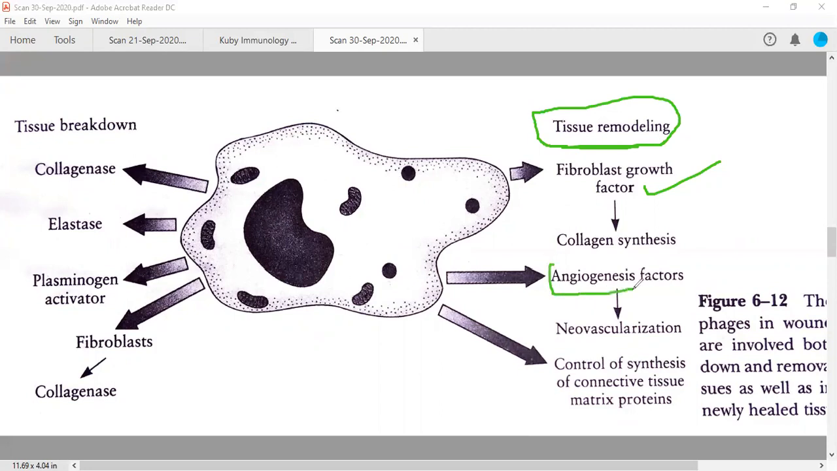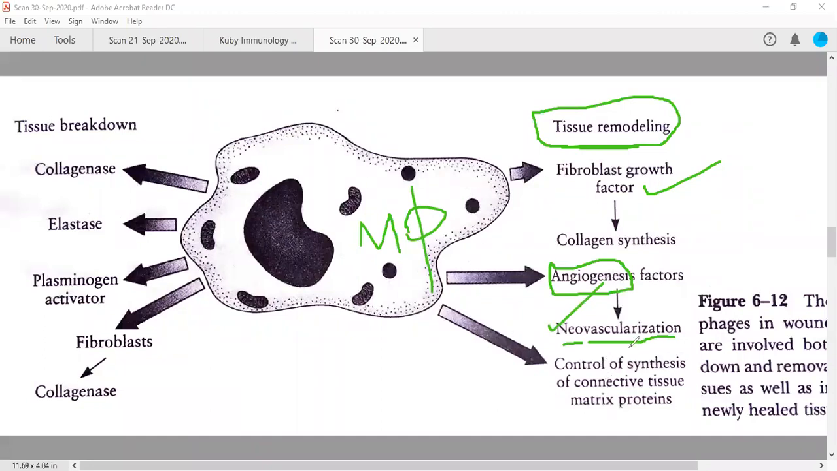Angiogenesis factors. So what is this angiogenesis? Angiogenesis is the formation of new blood vessels. So macrophages will secrete some molecules which regulate angiogenesis. So these angiogenesis factors are responsible for neovascularization. Neo means new, vascularization means new blood vessel formation, so that new tissue growth will take place. So this is called tissue remodeling. So they are also actively taking part in tissue remodeling.